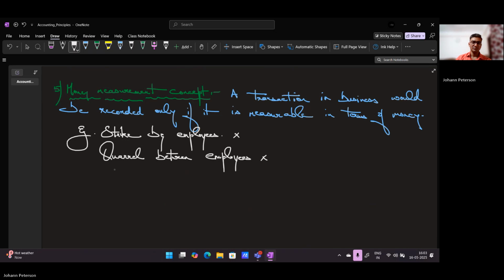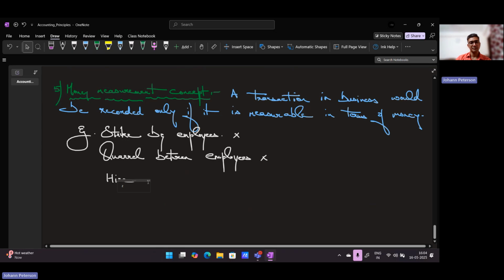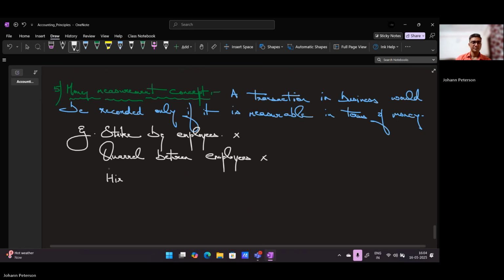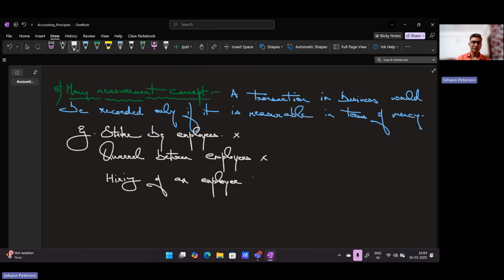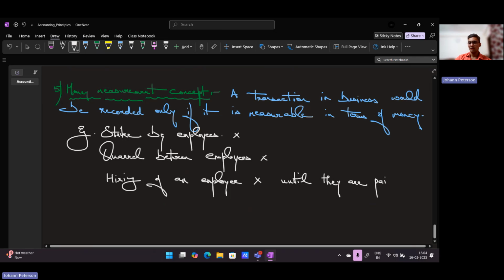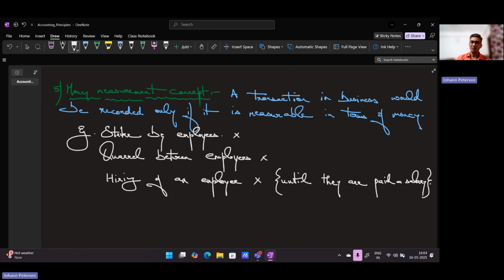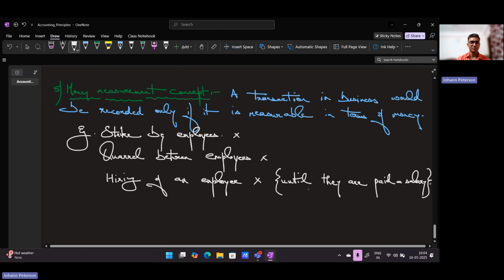Another one, hiring of an employee. It's going to affect my business. My business will do better when I hire new employees, but it is not capable of being recorded until and unless I pay a salary, until they are paid a salary. So that will take place normally after a month. So till then, this is not going to be written down.